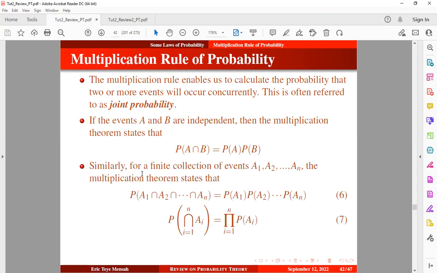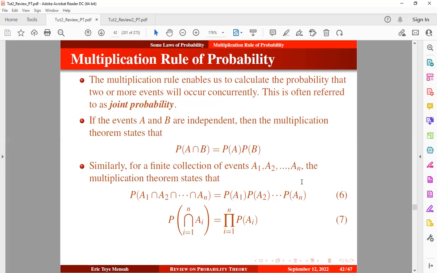All right, similarly, for a finite collection of events A1, A2 up to AN, the multiplication theorem states that the probability that these events occur concurrently is equal to the product of the individual probabilities. So the probability that A1, A2 up to AN will occur at the same time can be expressed as the product of the individual probabilities. That's what we have as defined in equation 6.